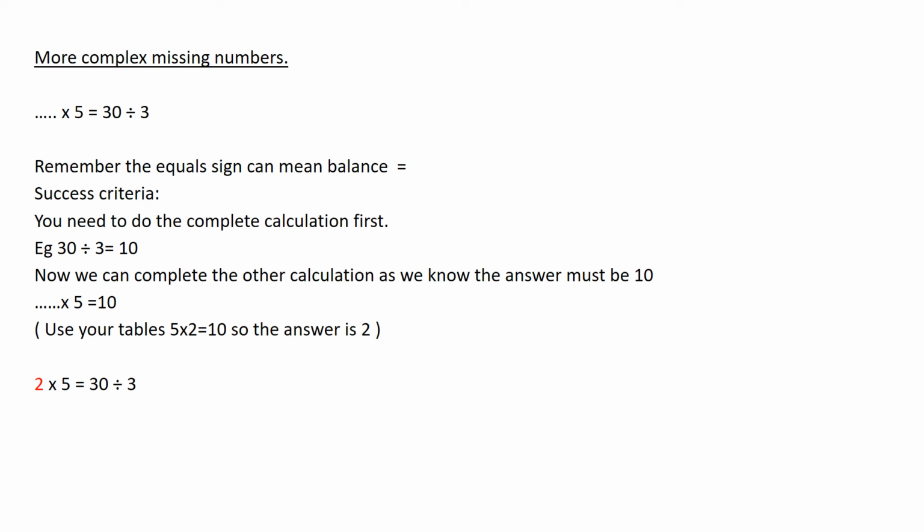So now we can complete the other calculation, as we know that the answer to that side has to be 10, the same as the other one. So I'm thinking to myself, what times 5 equals 10? And I know 2 times 5 equals 10. So the missing number with this complex problem is 2, because 2 times 5 equals 30 divided by 3, and both sides have the answer 10.